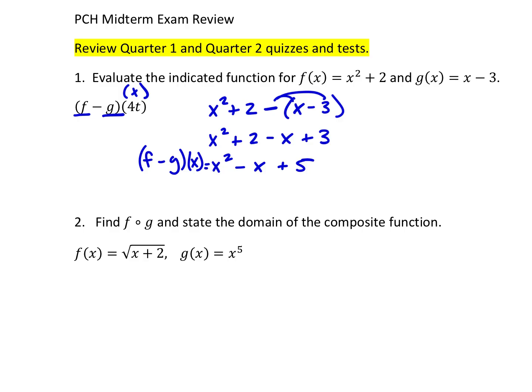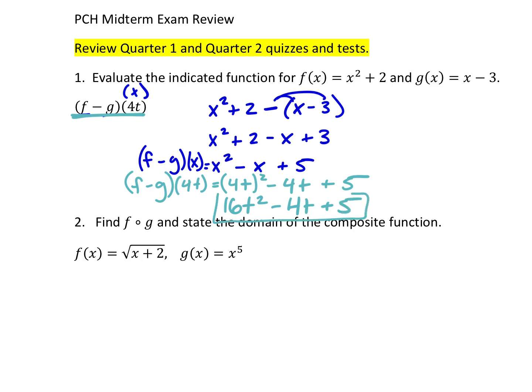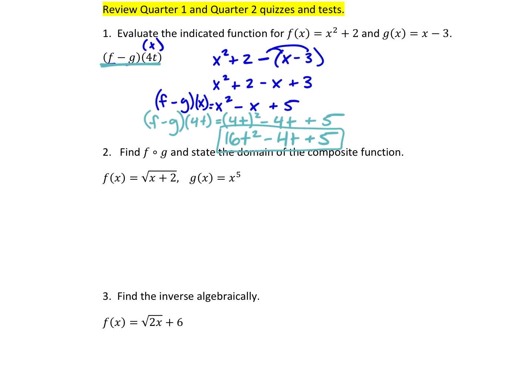But let's find f minus g of 4t. That just means we plug in 4t into the x's. Whatever's in the parentheses, we plug in to the x's. So this would be 4t squared minus 4t plus 5. One last step just to simplify a little bit: 4t squared would be 16t squared minus 4t plus 5. That would be our answer. Any questions here?